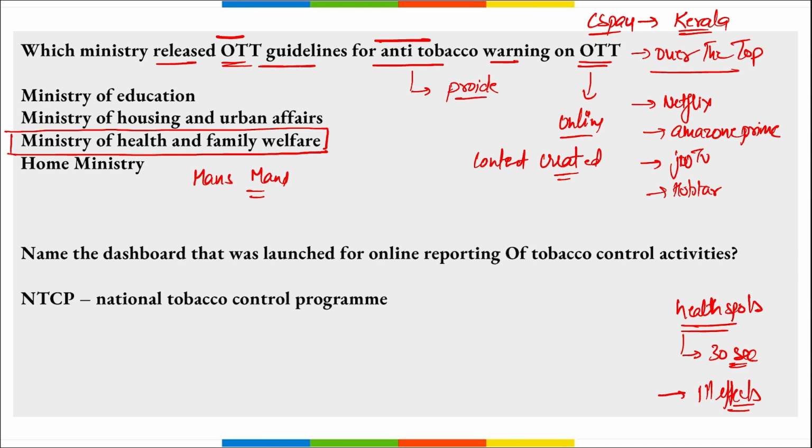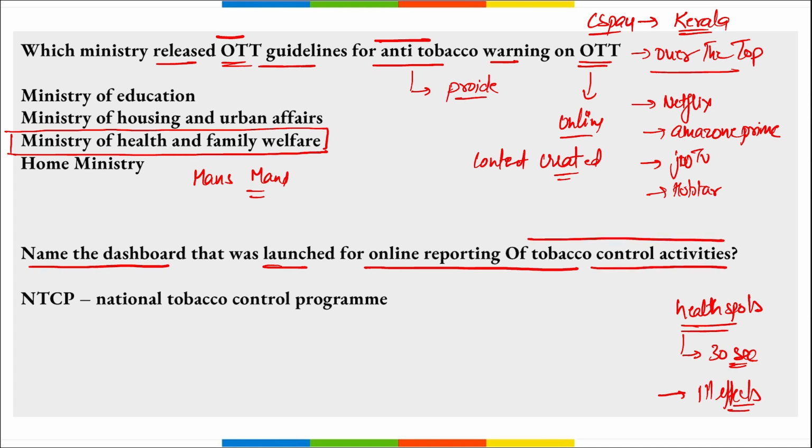Right? Then apart from this, remember, tobacco causes cancer or tobacco kills. These are the warnings that must be highlighted, correct? Then display of brands of cigarettes or any other tobacco product or any form of tobacco product is prohibited on these OTT platforms, correct? Then the next question asked to you is, name the dashboard that was launched for online reporting of tobacco control activities, right?